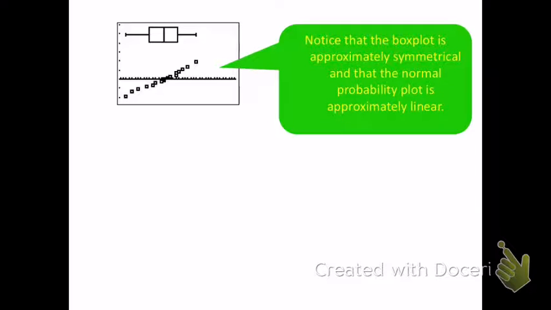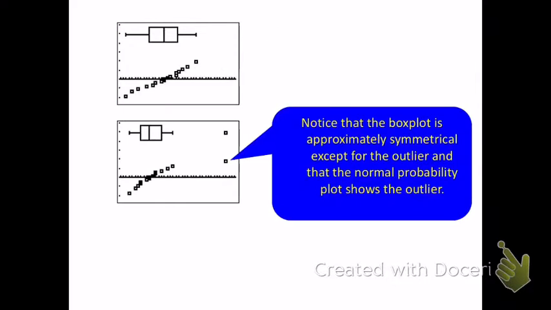Remember, you can also use box plots, and you want your box plots to be symmetrical. So you want normal probability plots to be linear. How do you know if it's linear? It's subjective, by looking at it. If the box plot has an outlier, the normal probability plot will have an outlier. If it's not linear, then it's not normal.